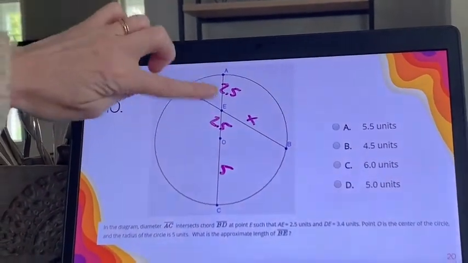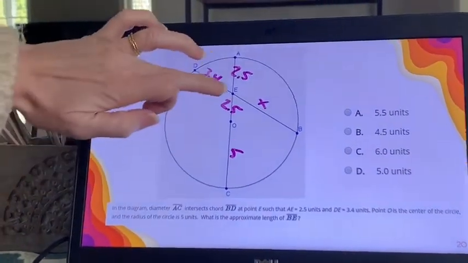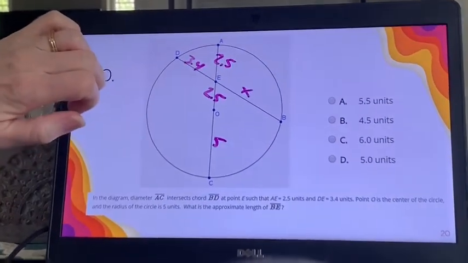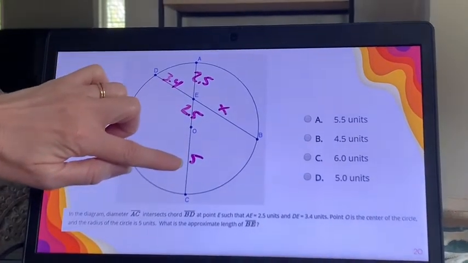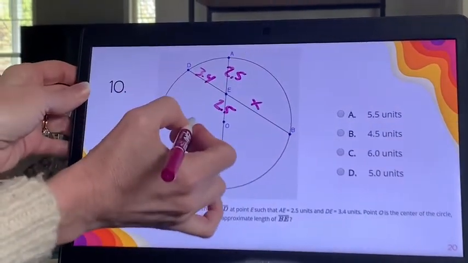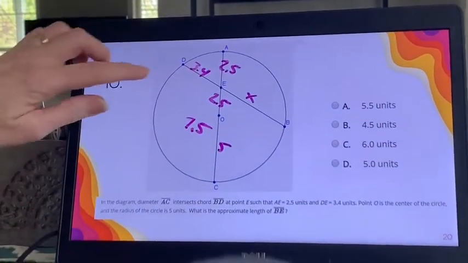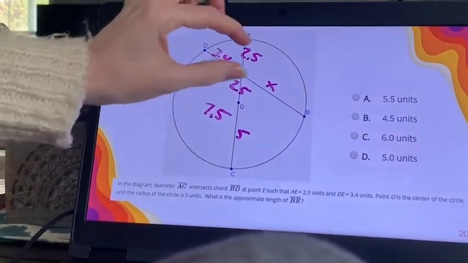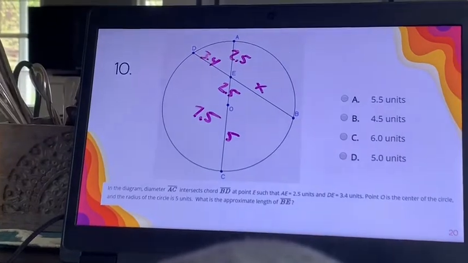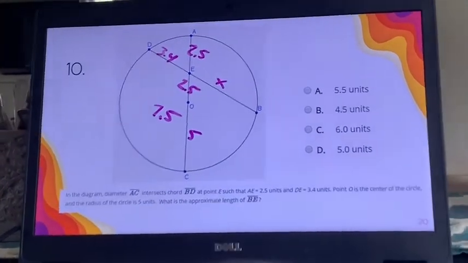So as we're looking at these chords as they're intersected with E, that means this is 2.5. This is 2.5 plus 5. So that means that whole thing there is going to be 7.5. This is 3.4, and that's X. So we're going to take these values here, and we're just going to solve them algebraically.